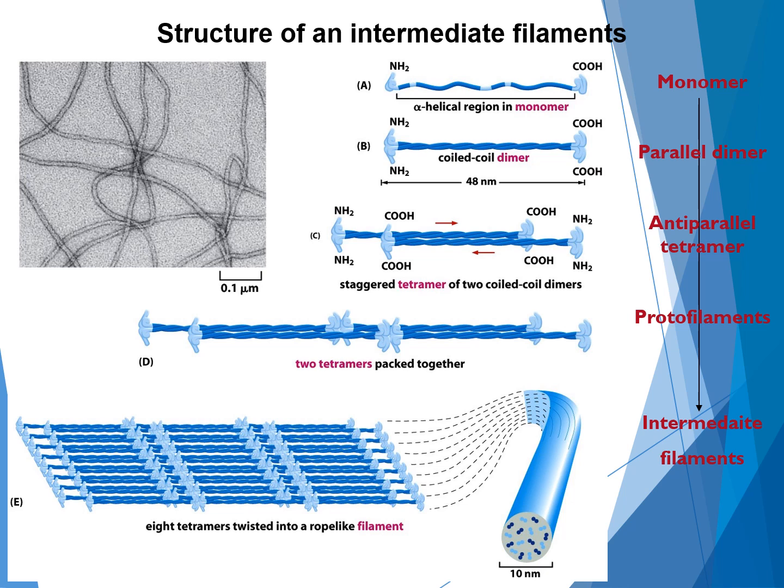Just want to show you the monomer of this intermediate filament is in alpha helical shape, and they will form the coiled dimer, and this is when the parallel dimers occur. Okay, the anti-parallel tetramer will form more strength to the intermediate filaments, while the protofilament is the one that is the strongest, the strongest intermediate filament in a cell.